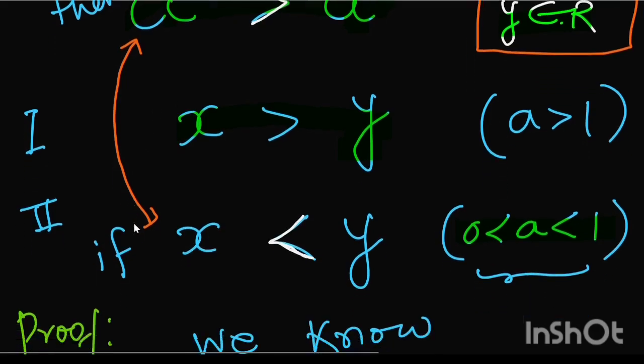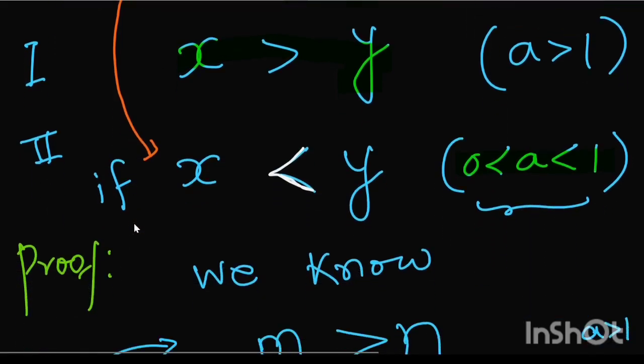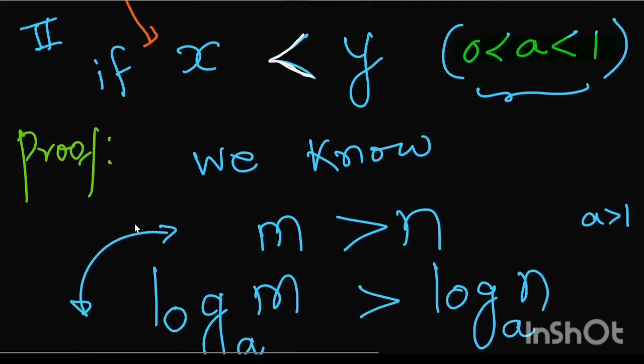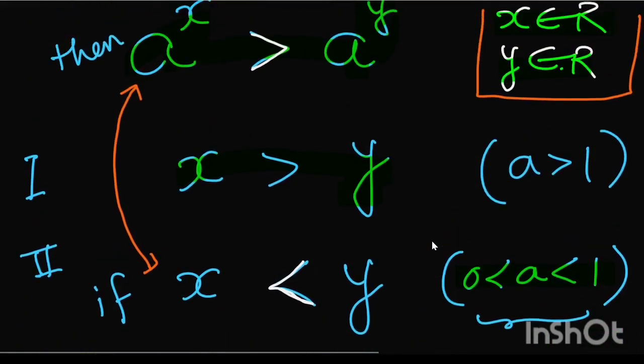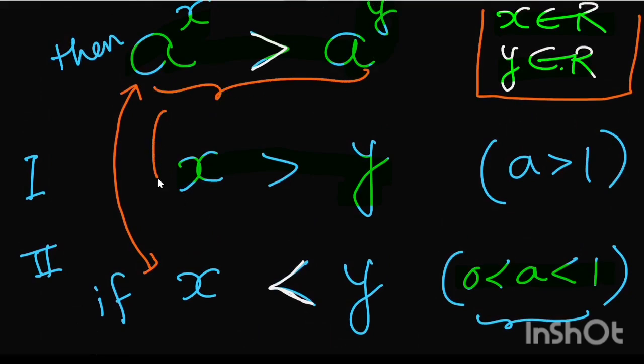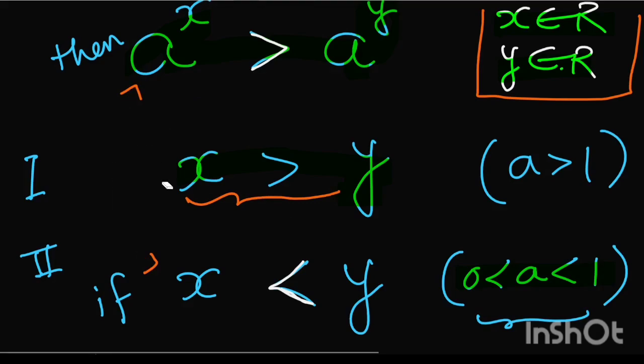Now how can we establish that? The proof is, we know from logarithms that if m is greater than n, then log m base a is greater than log n base a, provided a is greater than 1. So we will prove the first part of this inequality: a to the power x greater than a to the power y implies x is greater than y. In a similar way, the second part can also be proved, guys.